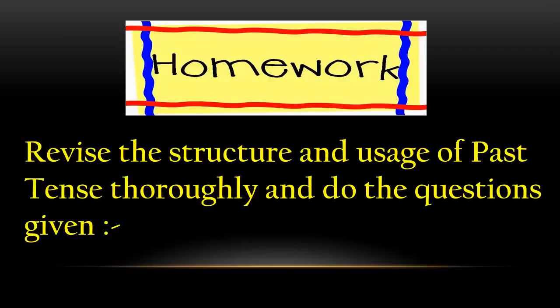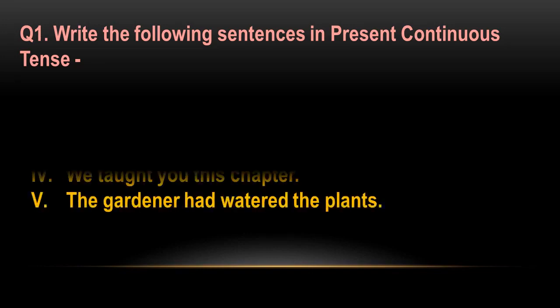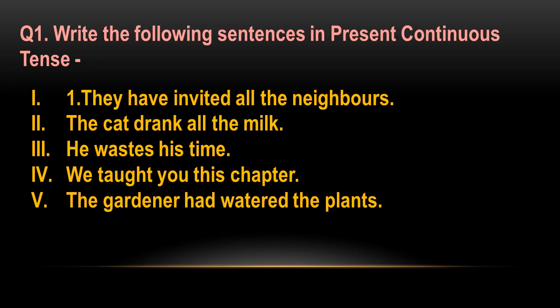Now your homework is that you have to revise the structure and usage of past tense, present perfect continuous tense, and then after that you have to do the questions given. The first question is that you have to write the following sentences in present continuous tense. There are 5 sentences. You have to write the following sentences in affirmative form of present continuous tense.